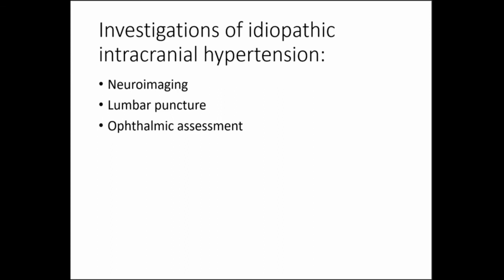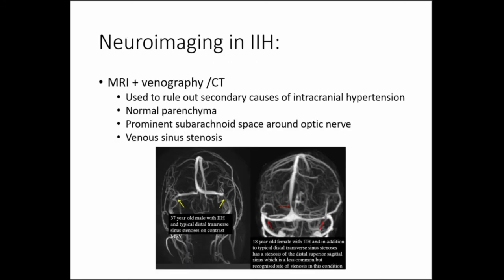So the investigations of idiopathic intracranial hypertension. So similar to the other causes of headache, you want to do an examination and history and bloods. However, in these patients, because these signs are somewhat similar to a tumor, you would be much more vigilant. You would want to do neuroimaging to rule out any malignancies or space-occupying lesions. Following this, if you don't find a space-occupying lesion, you would consider a lumbar puncture with further ophthalmic assessment.